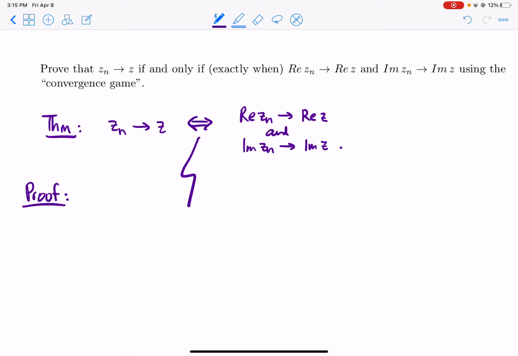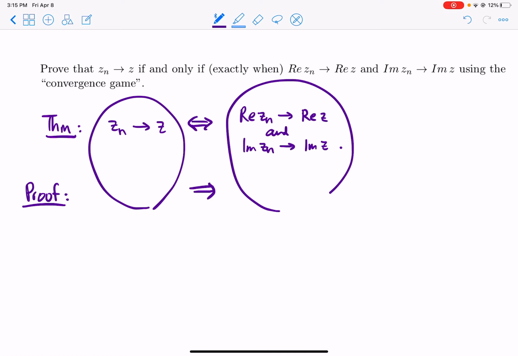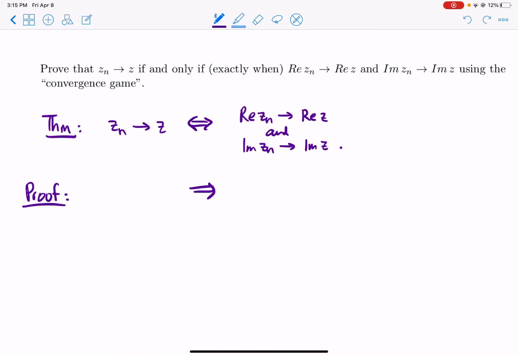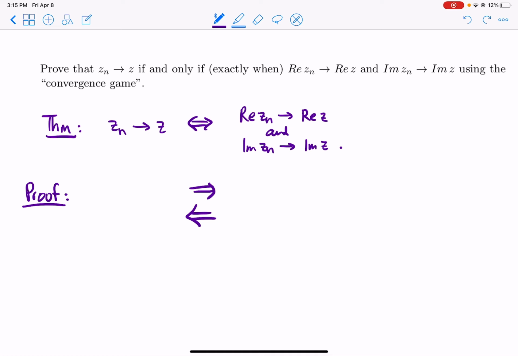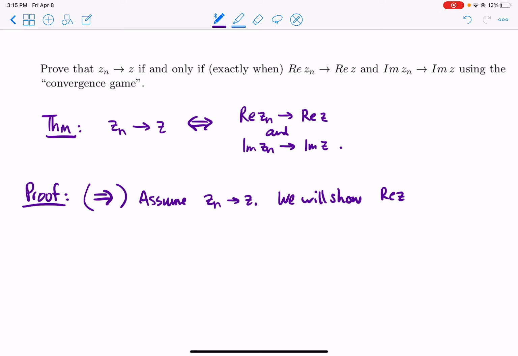First, we'd say there are two directions. We need to prove this way: we assume this and show that this holds. And we need to prove this way: we assume this and show this holds. Okay? So in math, the way you do this is you first tell the reader that we're going to prove this direction first. So assume Zn goes to Z. We will show the real parts of the Zn go to the real parts of Z, and the imaginary parts of the Zn go to the imaginary parts of Z.